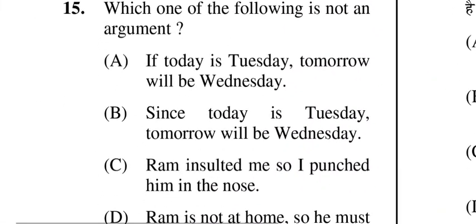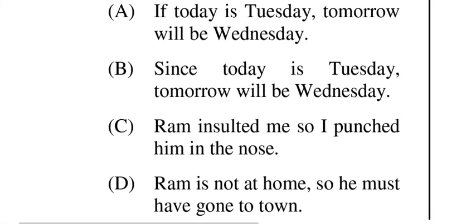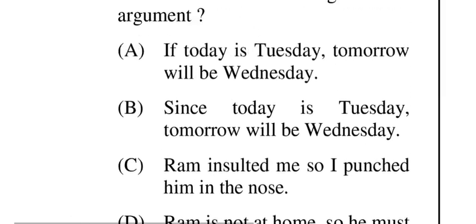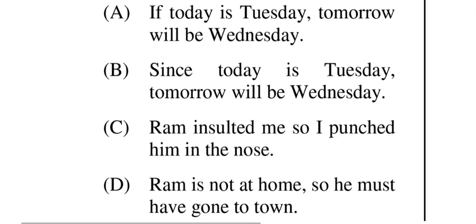Number 15. Which one of the following is not an argument? A, if today is Tuesday, tomorrow will be Wednesday. B, since today is Tuesday, tomorrow will be Wednesday. C, Ram insulted me, so I punched him in the nose. D, Ram is not at home, so he must have gone to town. So which is not an argument according to you? Choose it. I will tell you the correct answer now.